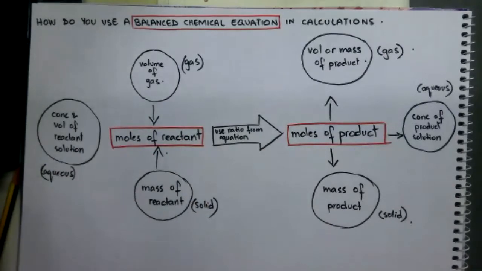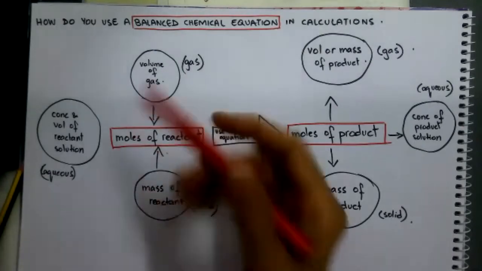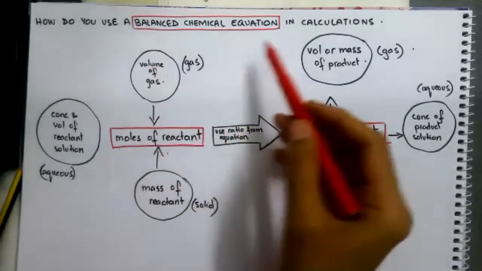Miss, we just took the lesson and the teacher explained what is titration. But I don't think we did it in the lab. Oh, you never went to the lab? We did, but I don't think we did titration in the lab. Oh, you have been to the lab, but you have not done titration in the lab. Okay. How do you use a balanced chemical equation in calculation?